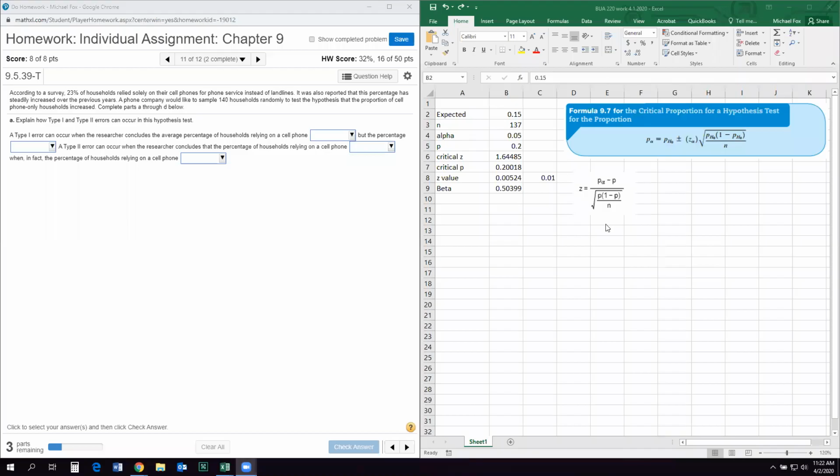All right, everybody, welcome to 9.5.39T, which is almost exactly the same as the last problem that I worked, which is 9.5.35. So I left up the calculator I made when I did 9.5.35. So anybody who watched the 9.5.35 video right before this, I'll show you how to just use the same calculator to do this work.